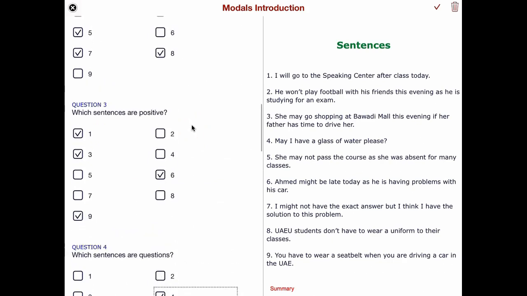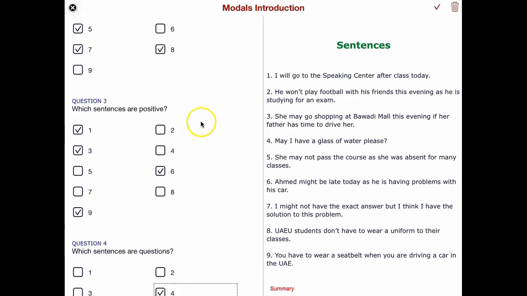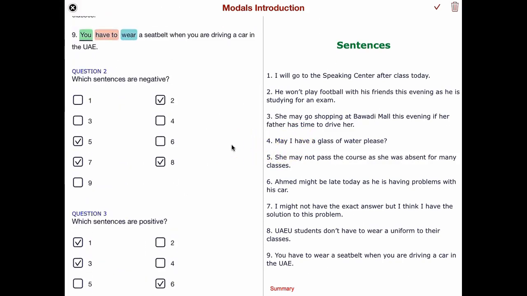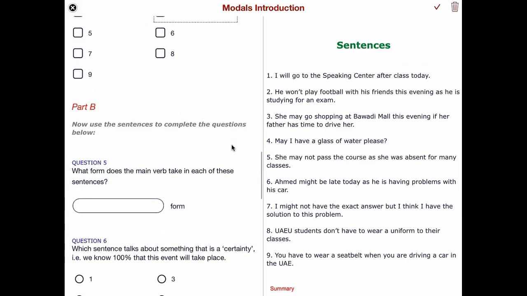Okay, the positive sentences are easy. We talked about the question where we put the modal before the subject and then the main verb after the subject. And then the negative sentences just have an extra word in there. And we'll look at that in a minute. So let's go down here.